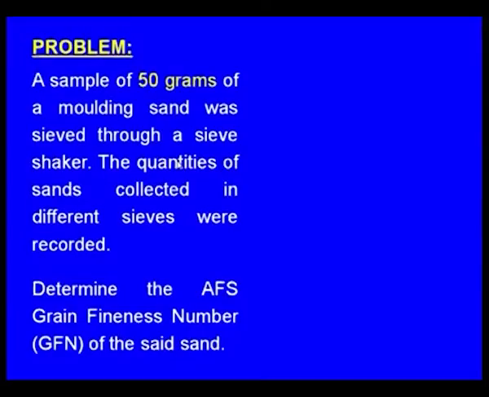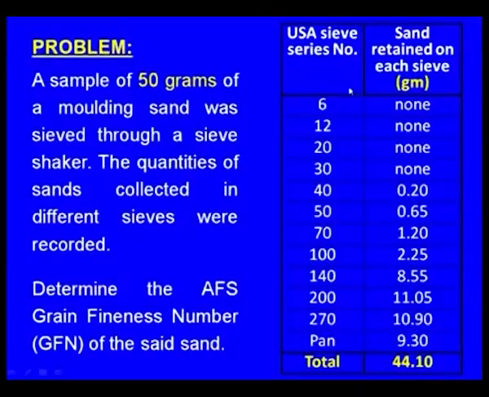Now let us take a problem. A sample of 50 grams of moulding sand was sieved through a sieve shaker. The quantities of sand collected in different sieves were recorded. Determine the AFS grain fineness number of the said sand. And what are the quantities of the sands collected in different sieves? So these are the quantities of the sands.